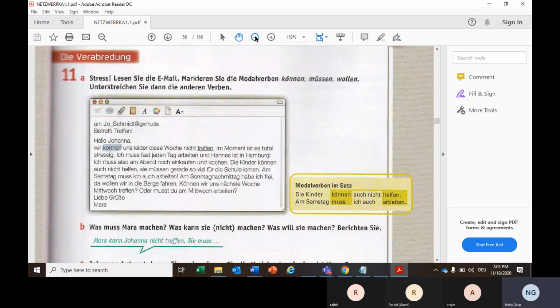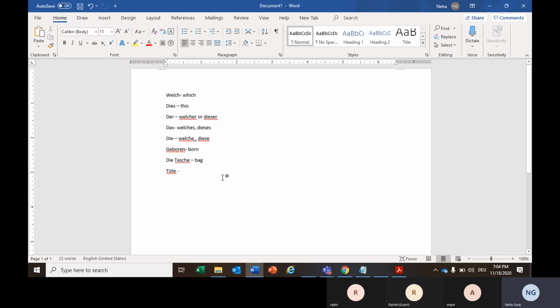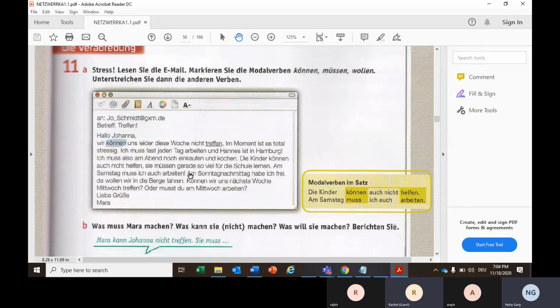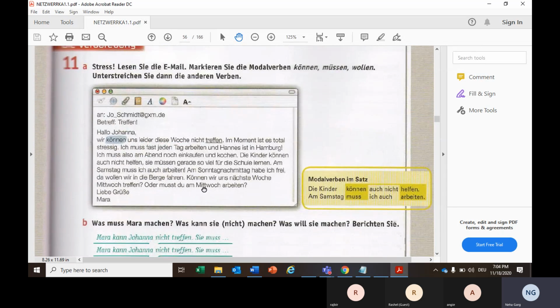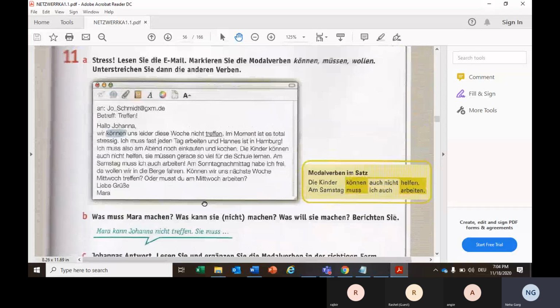Okay, let's proceed with this page first. Aufgabe 11 A. Die Verabredung. Verabredung bedeutet date. So there is a difference between the Verabredung und Termin. So Termin is like meeting. It can be official or non-official meeting, but the Verabredung is like date. Now let's read through this whole page and understand what this page is all about.